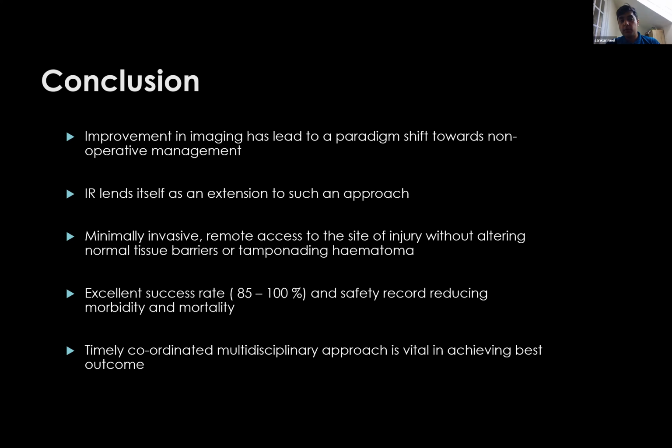The UK has come out with the NCEPOD guidelines, where IR is now a featured specialty in the guidelines, and you cannot have a trauma service in the UK without IR. And also, at the end, the vital bit of information here is you need a multidisciplinary team approach to get the best outcomes, so that all of us can come together and help our patients. Thank you so much. This is me. I think, yeah, that's the end of my presentation.